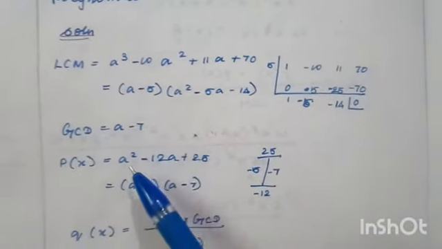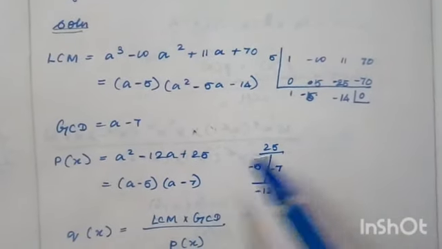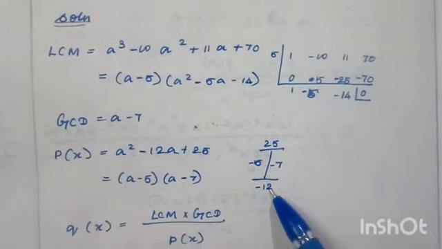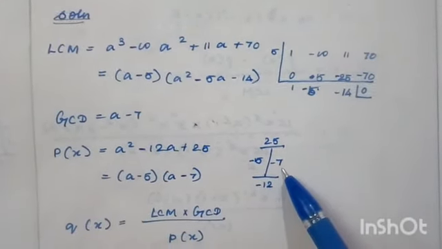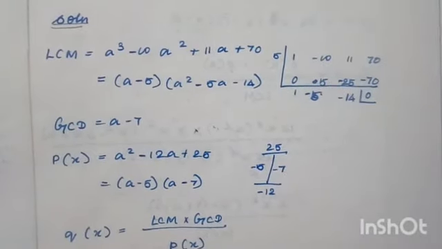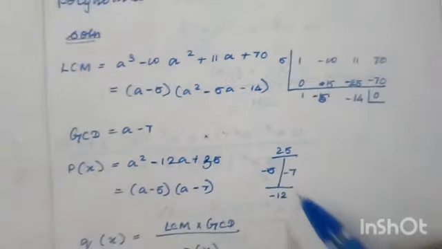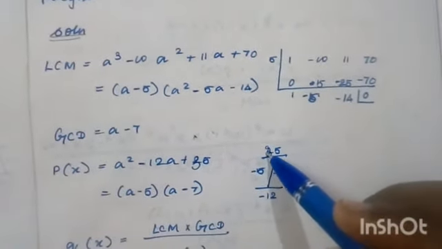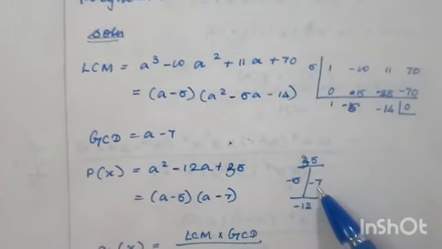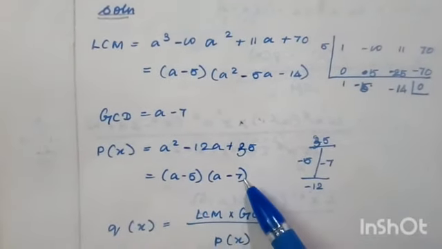P of x is given as a square minus 12a plus 25. So the product value is 25 and the adding value is minus 12. So 5 sevens are, sorry students, in the given question it is 35. I made a mistake here; it is 35. 5 sevens are 35. We need plus, so both you have to use minus. Same sign, adding gives minus 12. So a minus 5 into a minus 7.